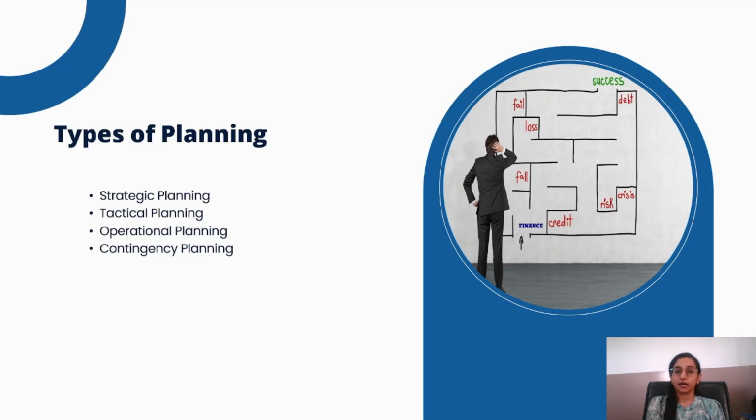Specific tasks are identified based on the strategic objectives. These tasks are then assigned to relevant departments or teams with clear responsibilities and deadlines.